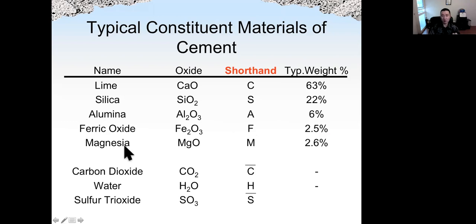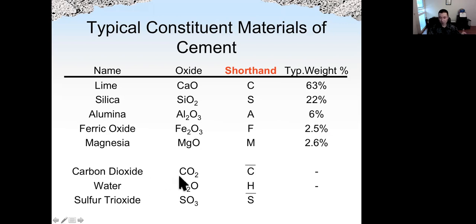Also, we have a very small percentage of magnesium oxide, or MgO, shorthand is M. We should limit the amount of magnesium in Portland cement because it may cause problems, such as so-called unsoundness, which means the magnesium oxide will react with water to form magnesium hydroxide, and that will affect the performance of concrete. So we should limit magnesium oxide to less than 5%. But the major four are calcium oxide, silica, alumina, and ferric oxide.